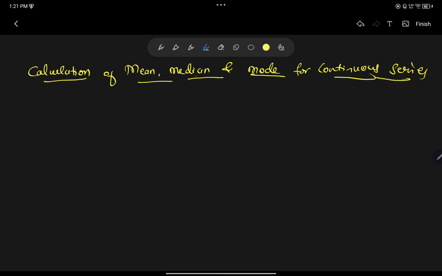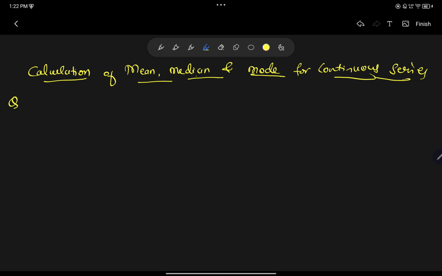For 15 marks in your examination, they will ask you any two of these. They may not ask you all three, they just ask any two. In the previous year question paper, they asked how to calculate mean and mode. I am doing median also for the same question, so that we have knowledge of all three, and whatever kind of question they ask, we are ready to solve it. Okay, so let's solve it.